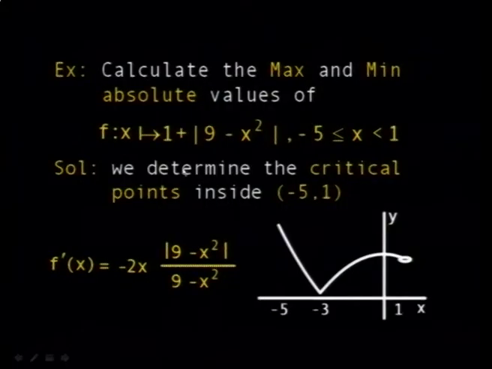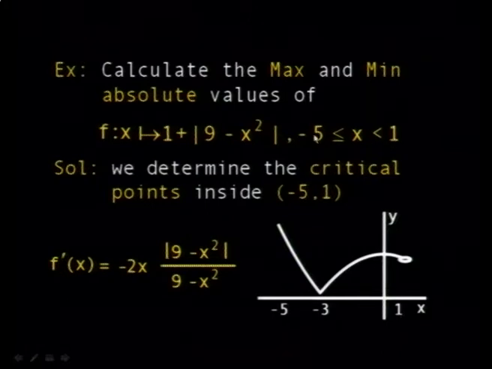This is another example here. You have a function like this one, and it's nice because we restricted the interval to be less than 1 and greater than or equal to -5. So here we have from one side 1, you have to check the limit, and from the other side you have to check the endpoints.